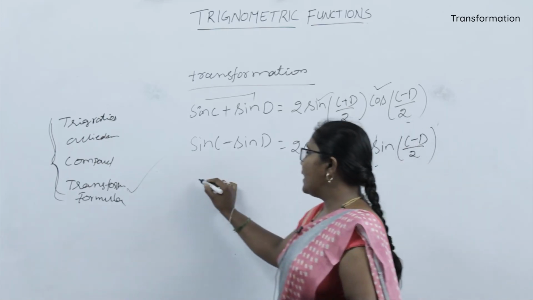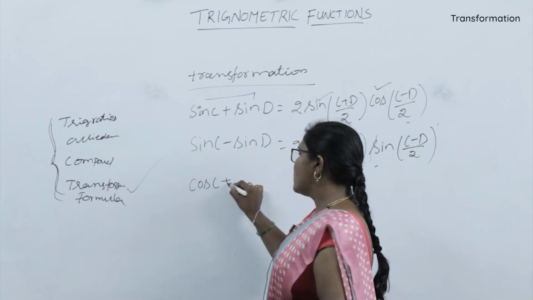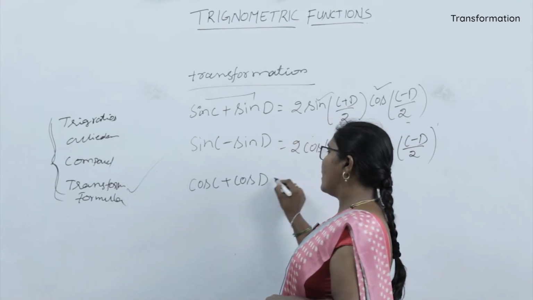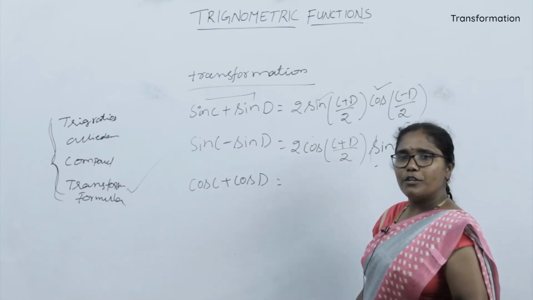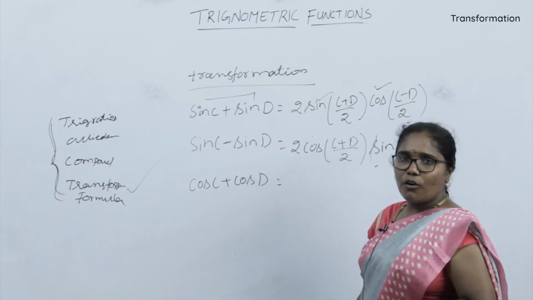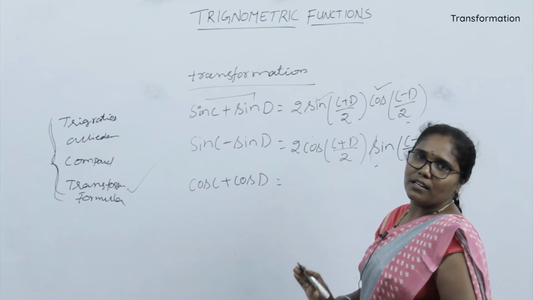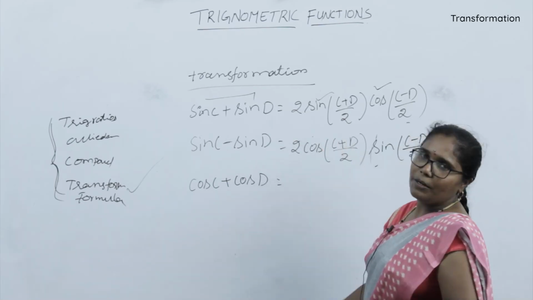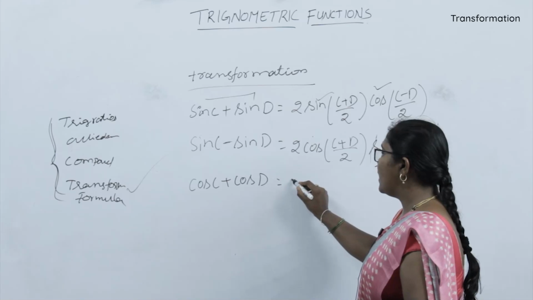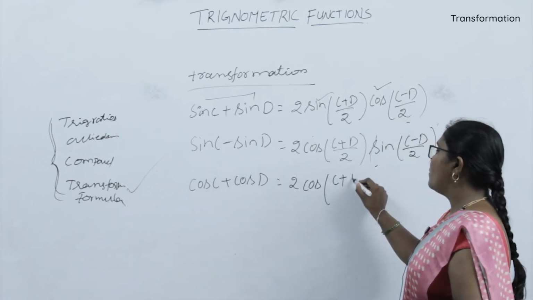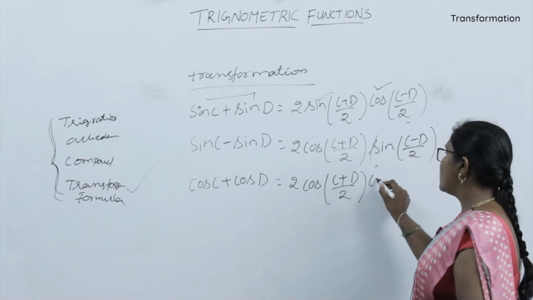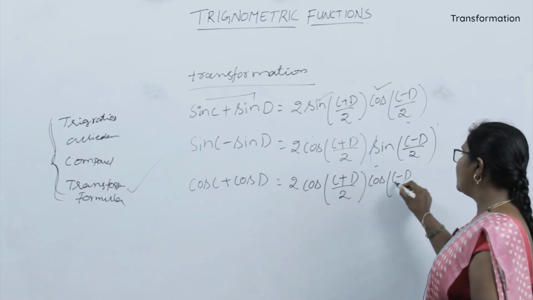And you can guess for cos c plus cos d, either both are in terms of cos or both are in terms of sin. When it is plus, cos comes, and when it is minus, sin comes. This is just to remember easily. Okay, to remember the formulas: cos c plus cos d means both are cos. So it is 2 cos (c plus d) by 2 cos (c minus d) by 2.